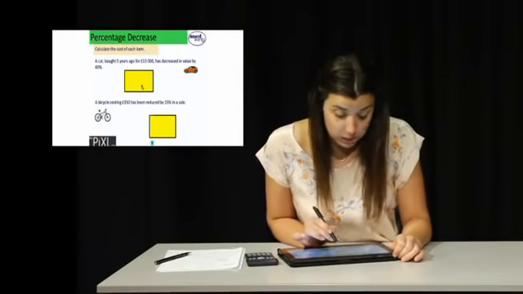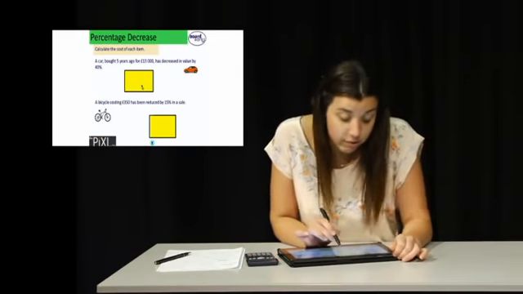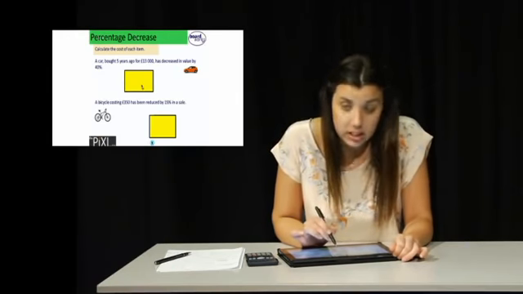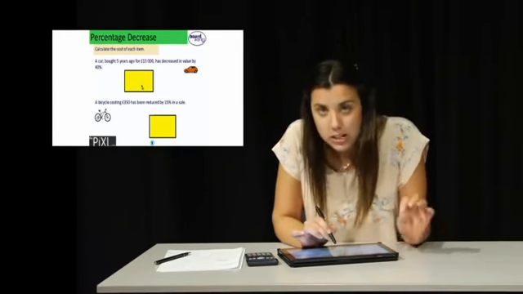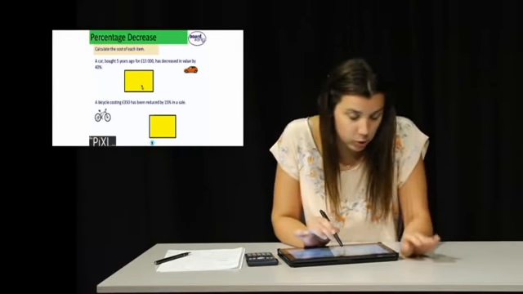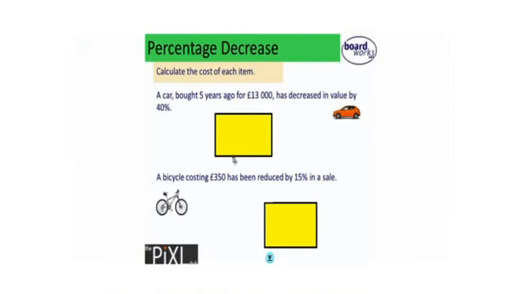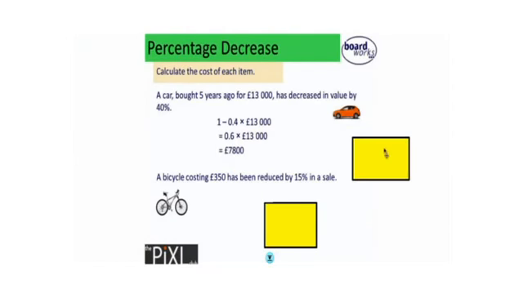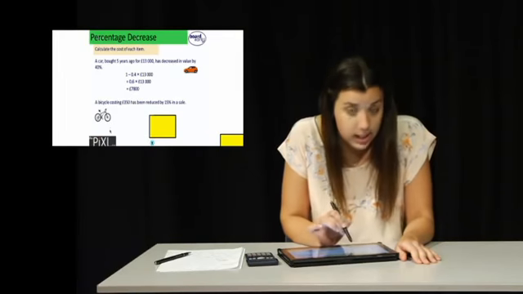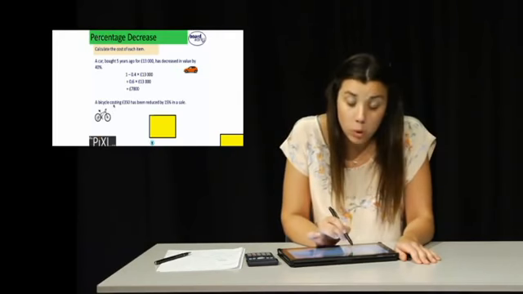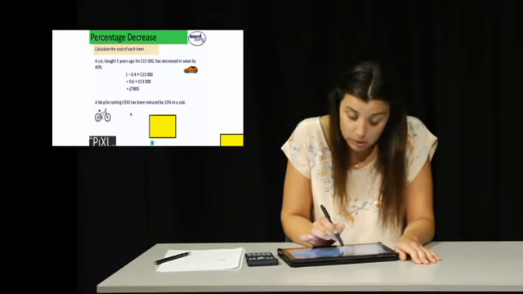So the first one that you're asked to work out is a car bought 5 years ago for £13,000, and it's decreased in value by 40%. So it's going down by 40%, so you're actually only looking at 60%. Our multiplier for 60%, 0.6, multiplied by the original value, gives £7,800.